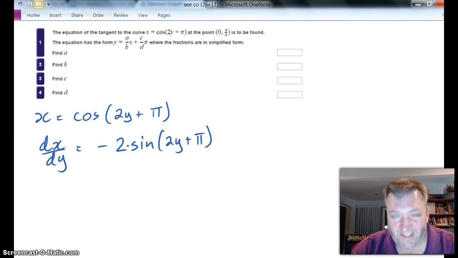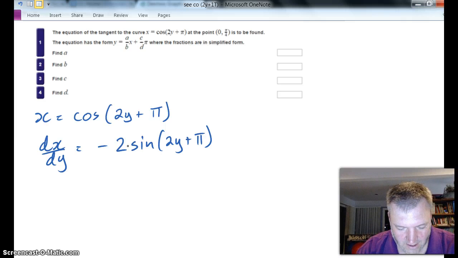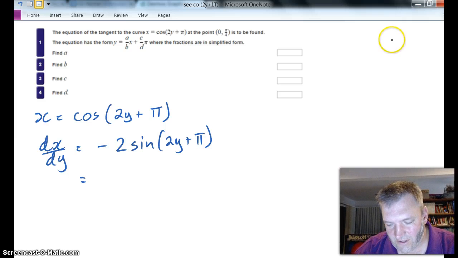From there we've got a choice. We can simplify it. We don't need to simplify it, it'll work if we don't, but I'm going to, just to make it a little bit easier. So, sine of 2y plus pi, why did that simplify to just negative sine 2y, which would then become 2 sine 2y? Let's have a look.